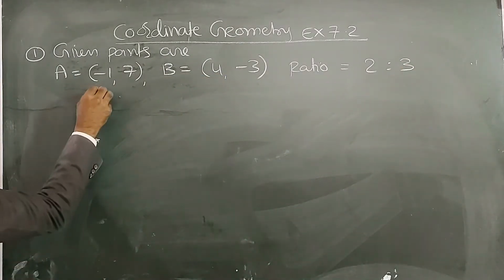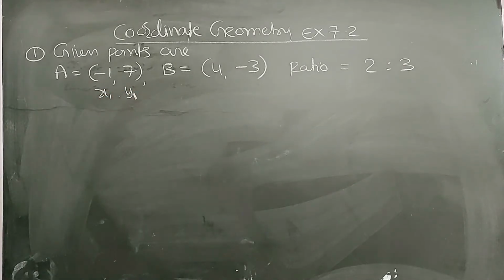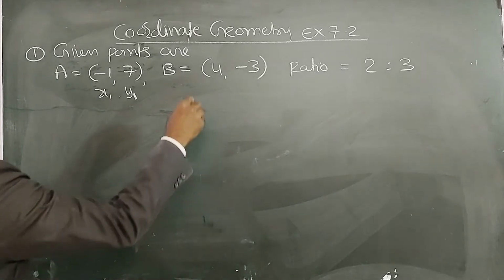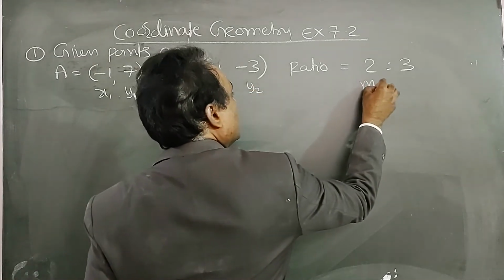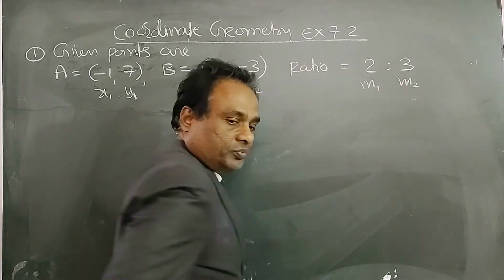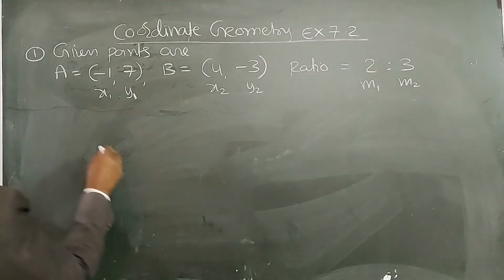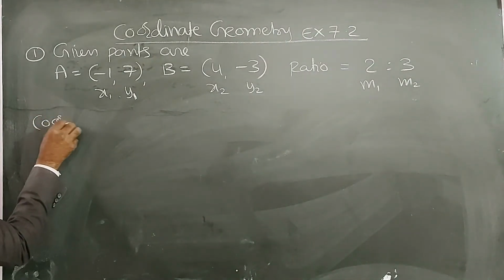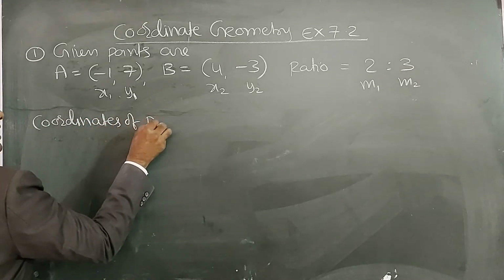See here, the first point is taken as x1, y1. Second point is x2, y2. Ratio is m1, m2. Coordinates of the dividing point.